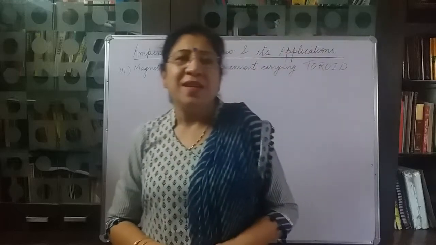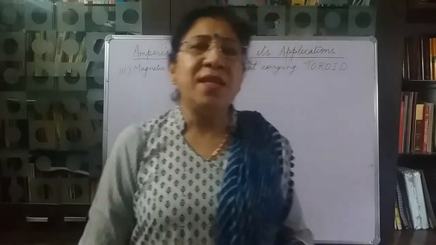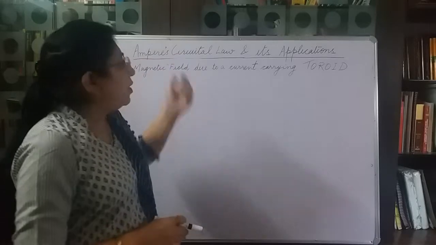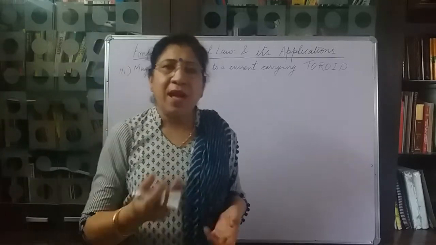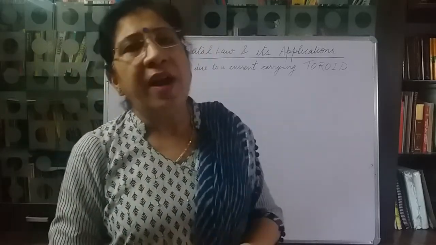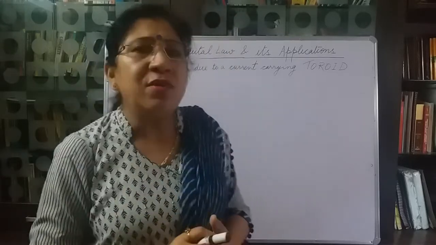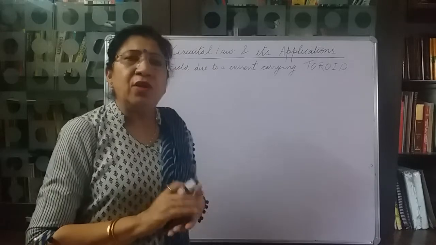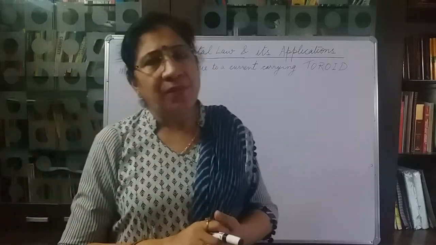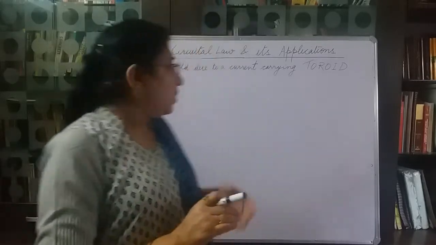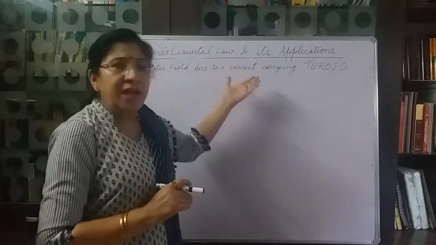Hello students, in the last class we have seen Ampere's circuital law and its applications. So we had applied Ampere's law to find the magnetic field due to a current carrying straight conductor and also found the magnetic field due to a current carrying solenoid. Let us do another application, the magnetic field due to a current carrying toroid.